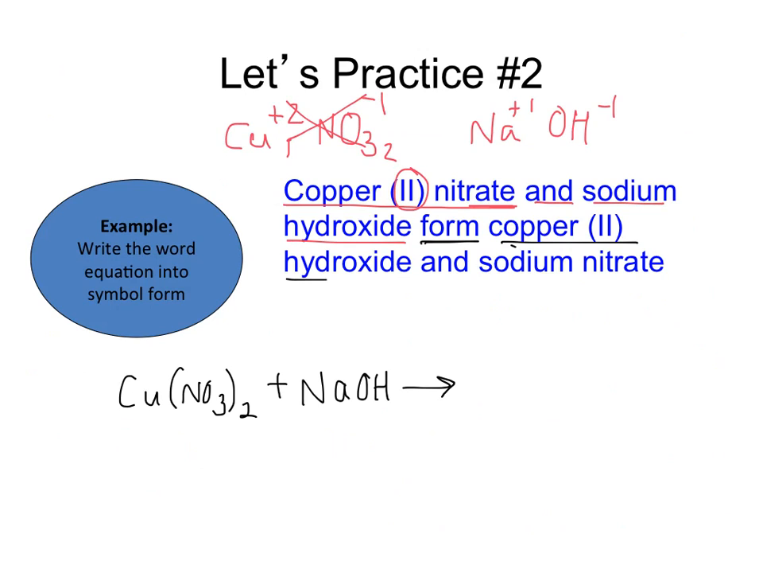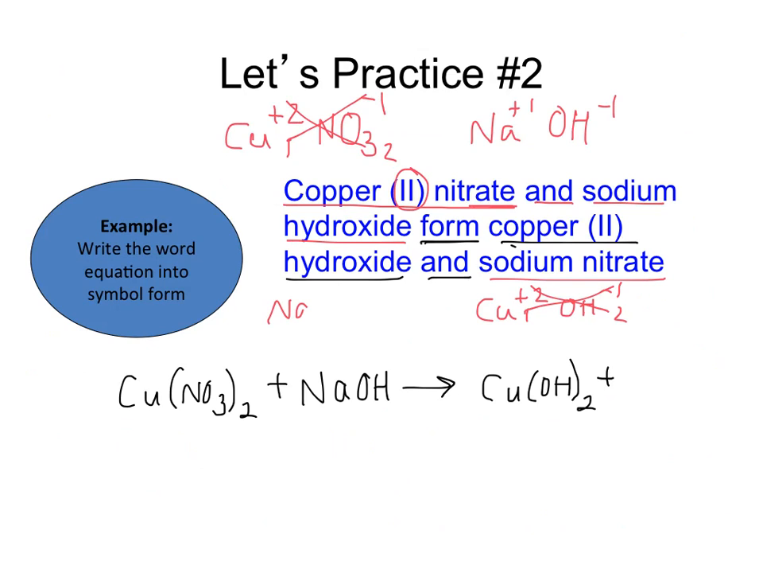The next formula that I see is copper 2 hydroxide, so I will work that out as well. I've got Cu plus 2, hydroxide is OH minus 1. I'll do my crisscross here, and we will end up getting this formula, which is the first of our products. We've got an "and," so I'm going to add the plus. And the last one is sodium nitrate. So Na plus 1, nitrate is NO3 minus 1, and those will come together in a 1-to-1 ratio. And so this is our second equation.